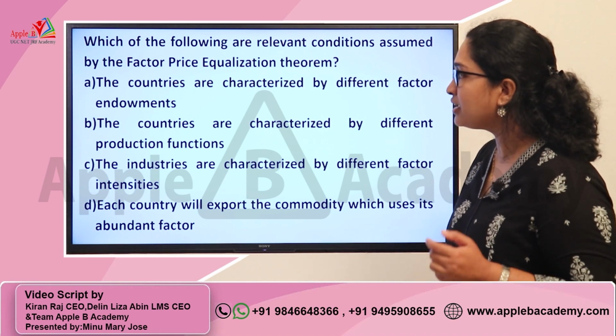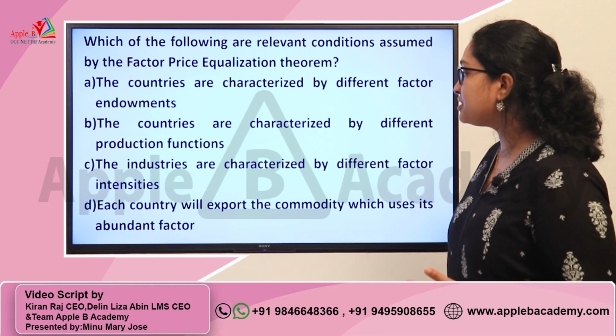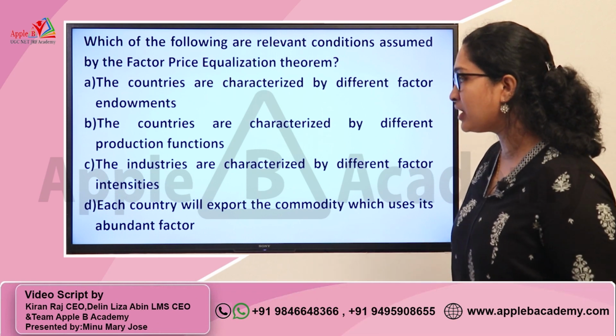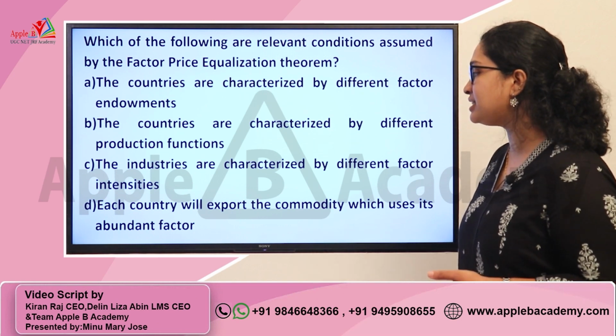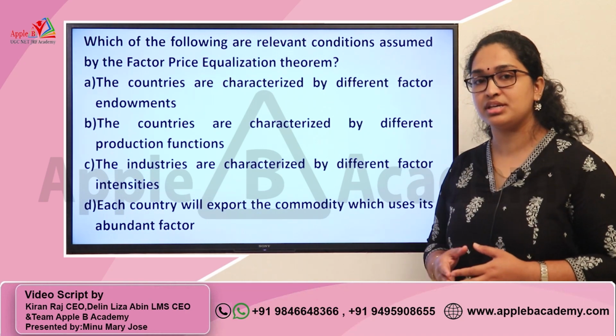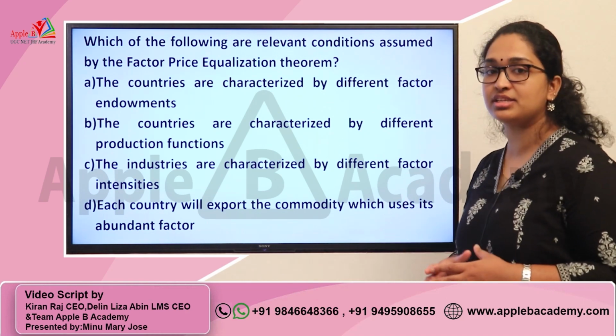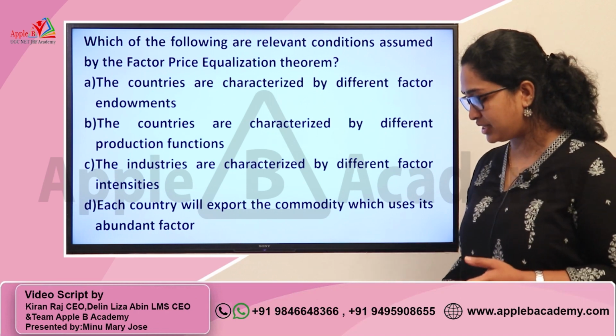The options given are, the countries are characterized by different factor endowments, the countries are characterized by different production functions, the industries are characterized by different factor intensities, and each country will export the commodities which use its abundant factor. So which one of these are the important assumptions or conditions of factor price equalization theory?